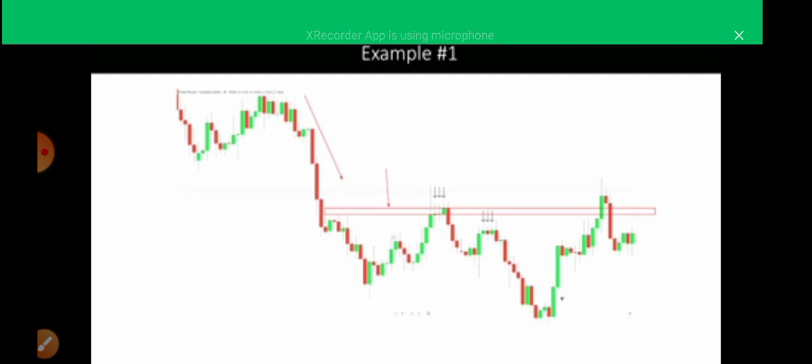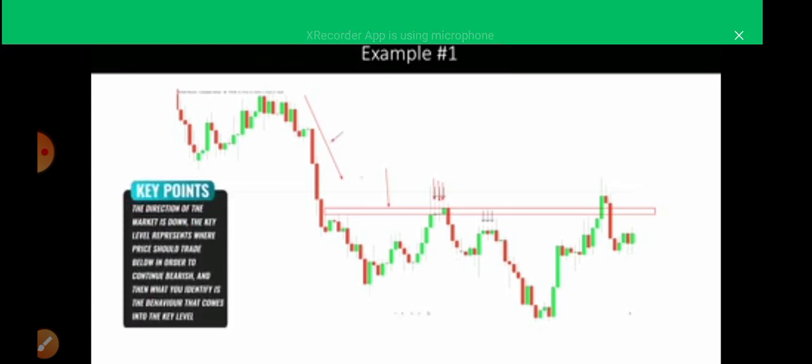Now, when we take a look at this example here, what you can see at this key level is multiple depletion candles. Now, why is this important to us? Well, the way you're going to use depletion candles is not just by identifying wicks to the top and wicks to the body. You have to bring everything together. By doing this, what you will say to yourself is this: the direction of the market is down.